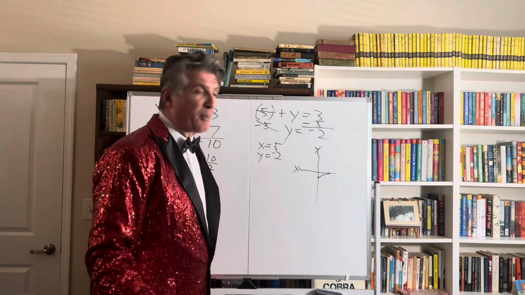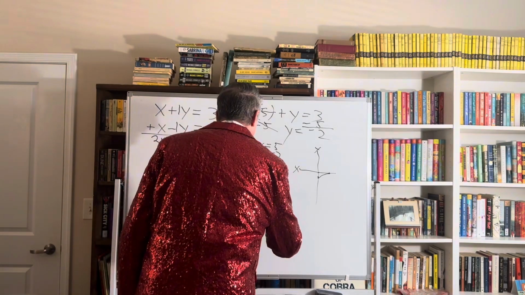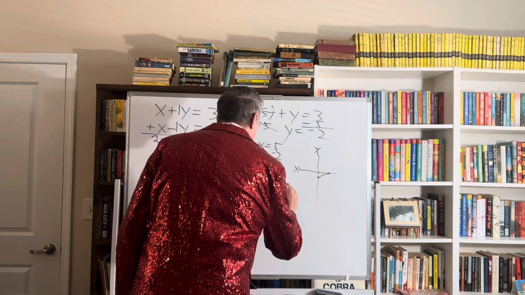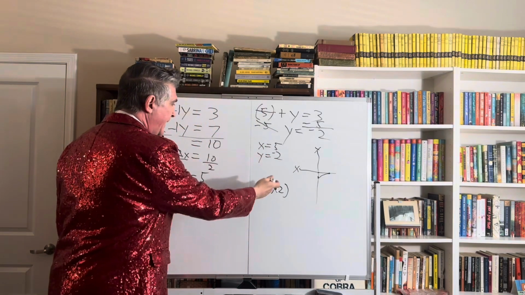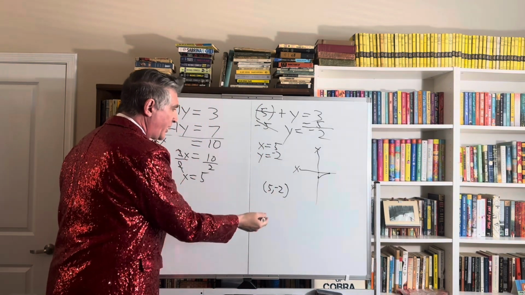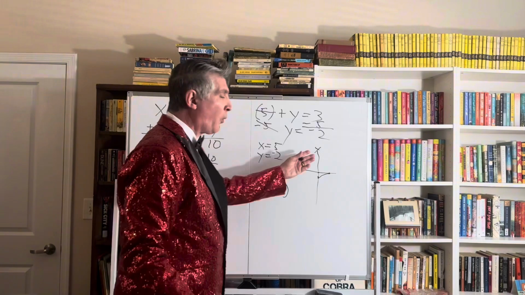Now, we could even do the proper notation and do it like this. 5, comma, negative 2. The 5 represents our x variable. The 2 represents our y variable.